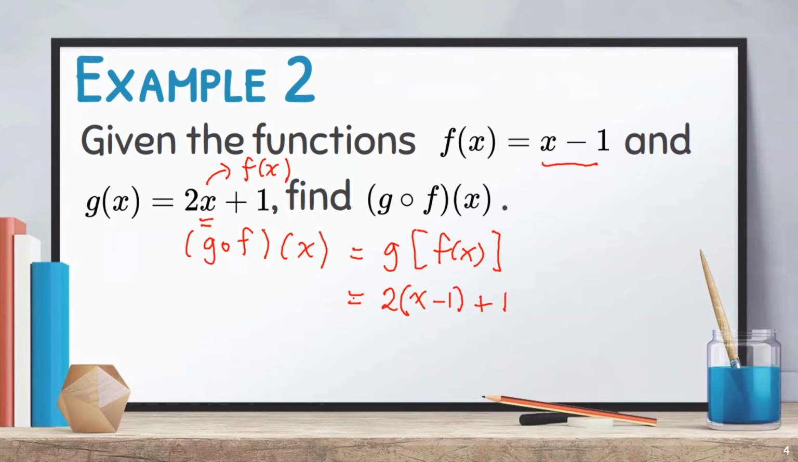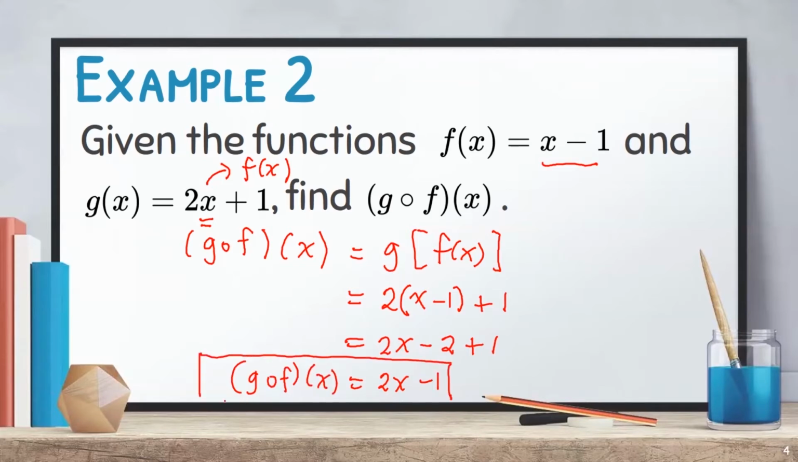From here, you will notice that the x of the outer function g became the first function f of x, x minus 1. Then, simplify. 2 times x is 2x, then 2 times negative 1 is negative 2, then bring down plus 1. Simplifying this, we will have 2x minus 1. So therefore, g of f of x is equal to 2x minus 1.